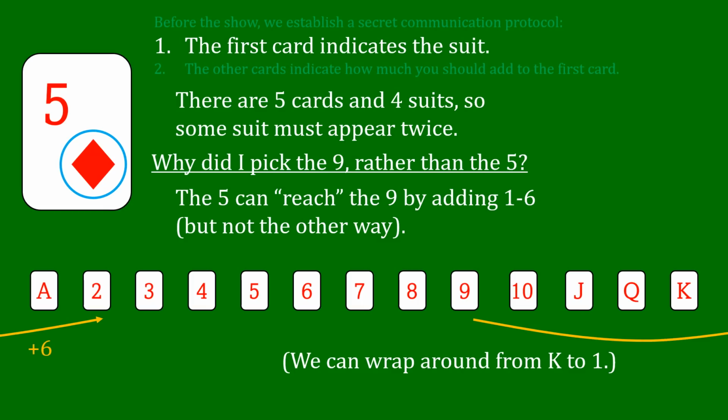By the way, the property that ensures that some suit appears twice is known as the pigeonhole principle, and the reachability property is related to modular arithmetic. Both of these concepts are extremely important in a subject known as discrete mathematics.